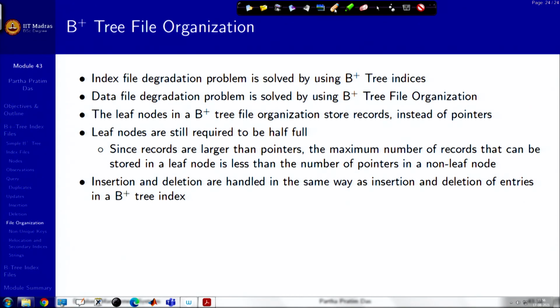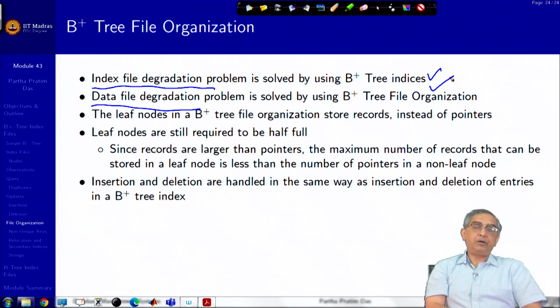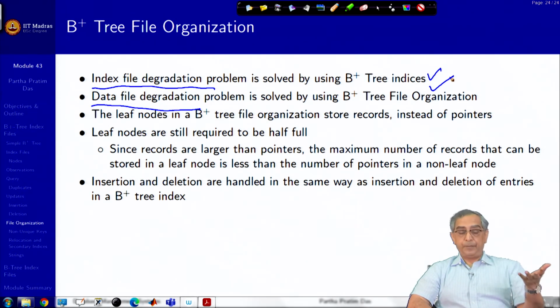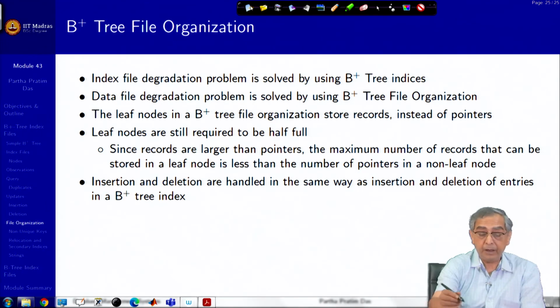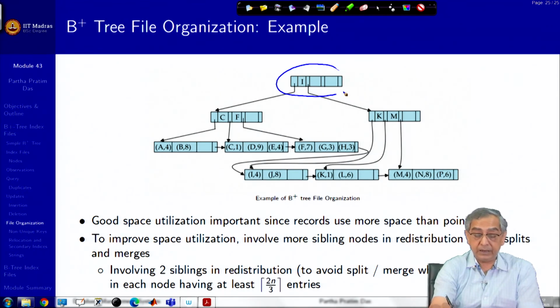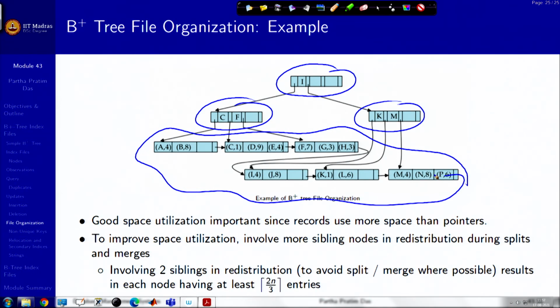So, what it gets us here is the basic index file degradation problem is solved by B plus tree indices. Data file degradation problem, where you actually keep the records, can also be handled by the same. So, B plus tree is typically called B plus index tree, because it uses an indexing structure, but it can be used for our database index files, or it can be used for database record files, right. And leaf nodes will always need to be half full, as we had said. So, this is an example: this is the root node, these are internal nodes, and this is your leaf, where you have the data one after the other.